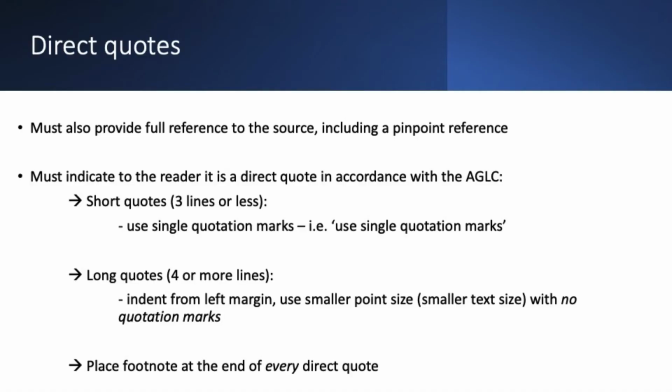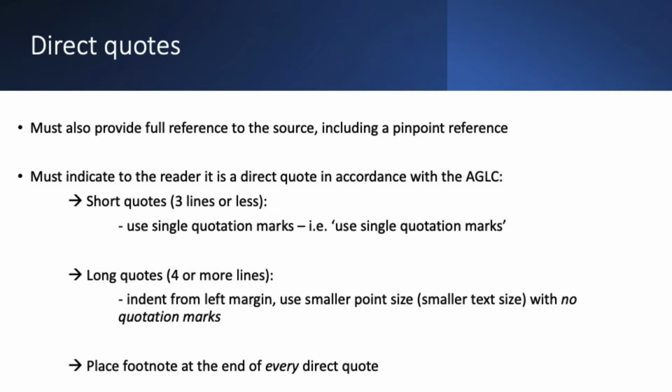Where you wish to directly quote another's work, so you wish to in effect copy and paste part of their work into your own work, you need to ensure that you do 2 things. The first is to provide a full reference to the source, including a pinpoint reference, so that the reader can locate those exact words in the source. Secondly, you must indicate to the reader that it is a direct quote in accordance with the relevant rules in the AGLC.